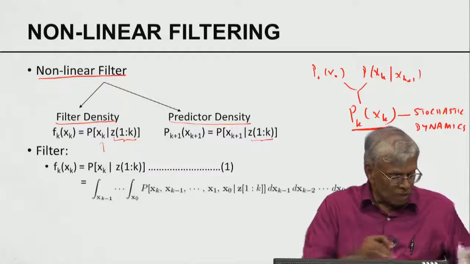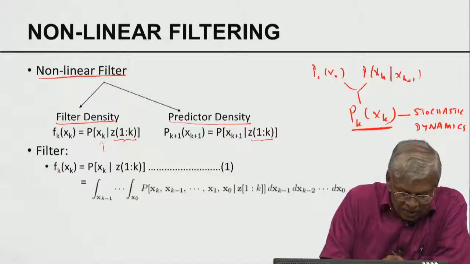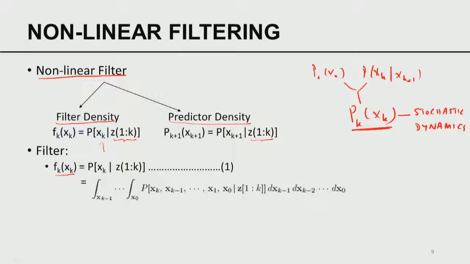We have some idea of the state density evolution. Now I would like to talk about the structure of the filter density. So f of k of xk, the filter density, also changes in time. xk changes in time, f of k also changes in time, much like the state density distribution changed. By definition, this is equal to the probability density of xk given z 1 to k, the observations from time 1 to time k.